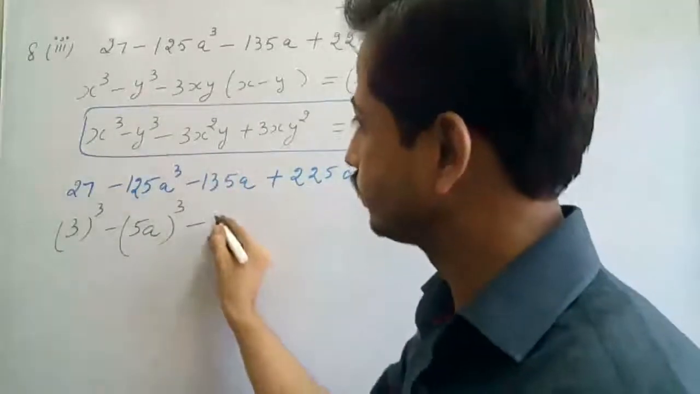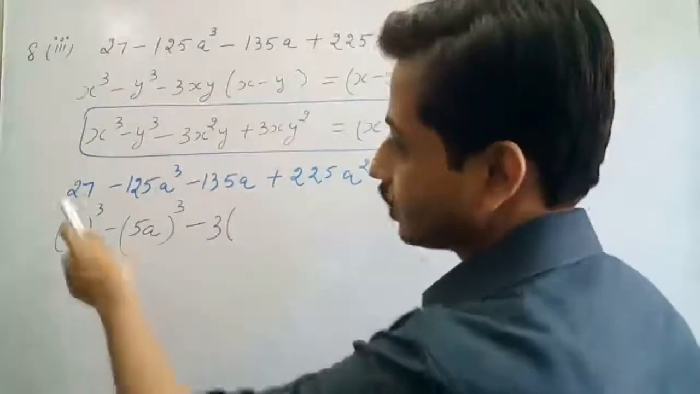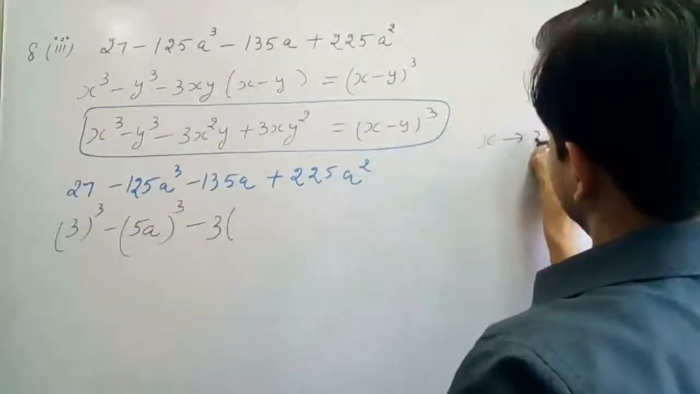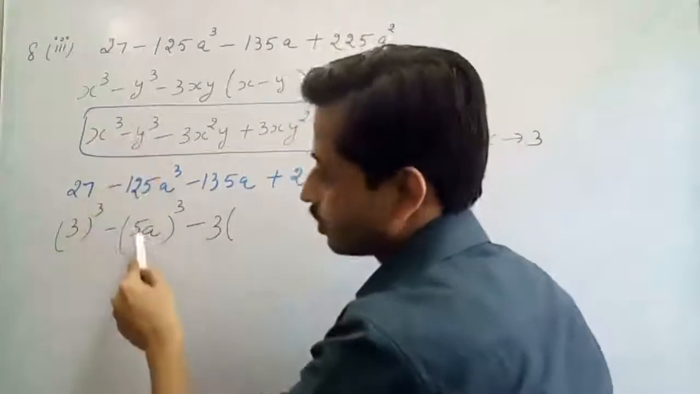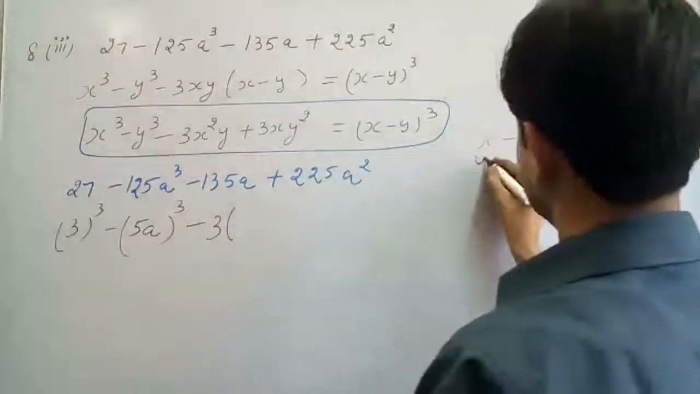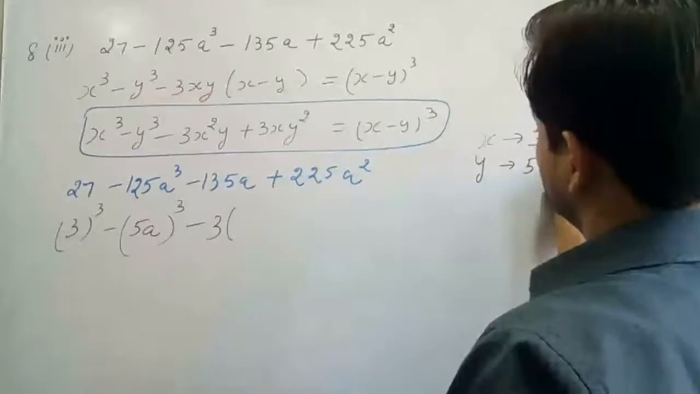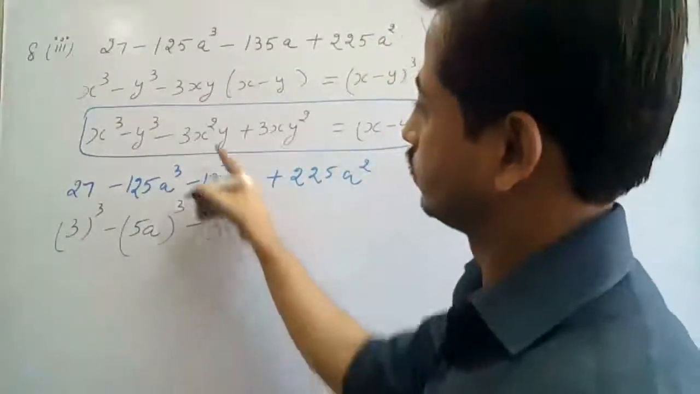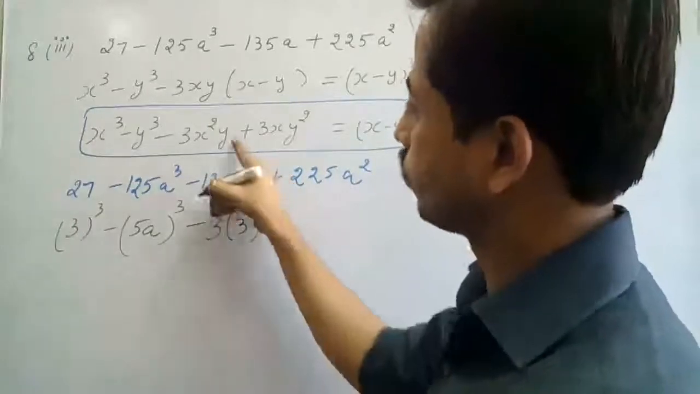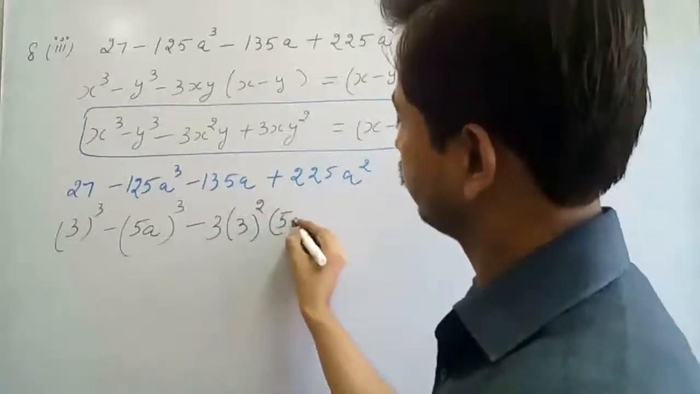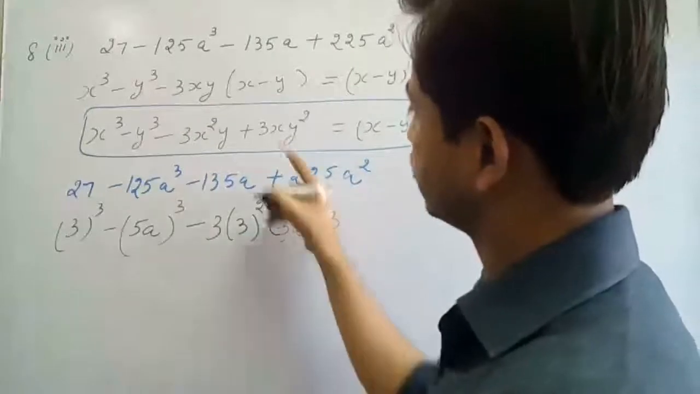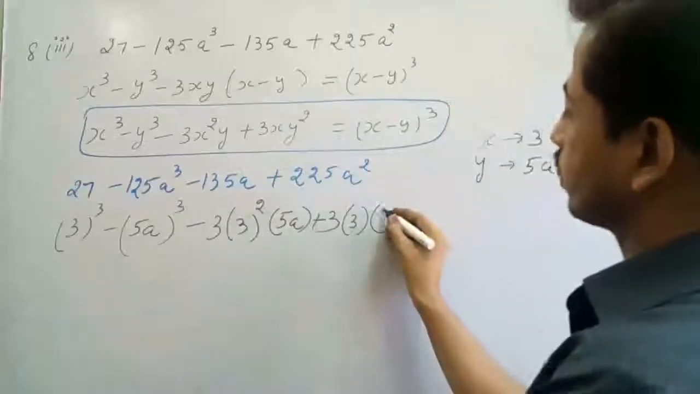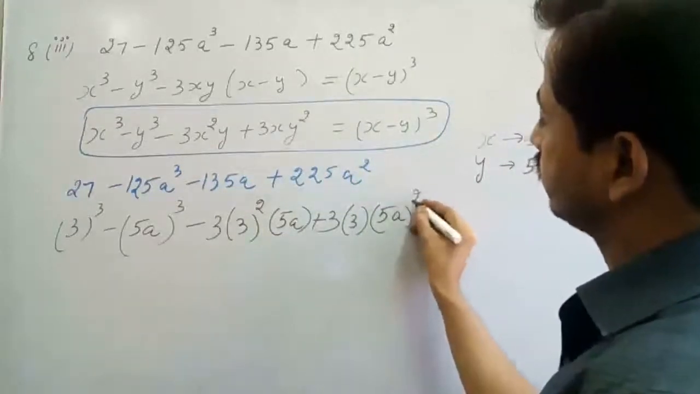Now we have to write 3. Now x, do comparison. X is what? X is our 3. Now compare, y is what? 5a. Now use 3 into x. X is what? 3 square into y. Y is what? 5a plus 3 into x. X is 3 and y square. Y is what? 5a square.